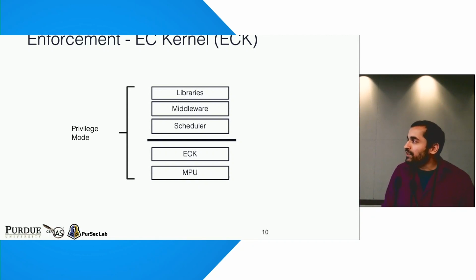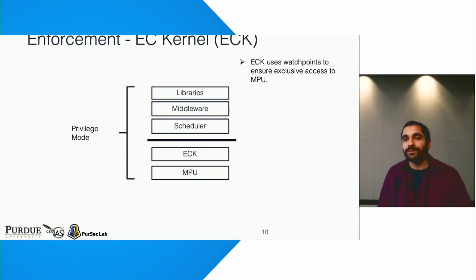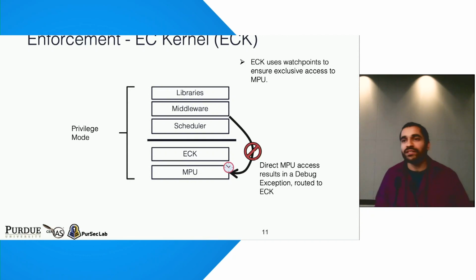So in order to mediate access to the MPU, ECK uses watch points. It uses the debug extensions in ARM controllers. If you want to access the memory protection unit and you try to access it directly, it will trigger a watch point, which will be routed to the ECK because the debug exceptions are routed to ECK. And ECK will just deny access to any MPU accesses.